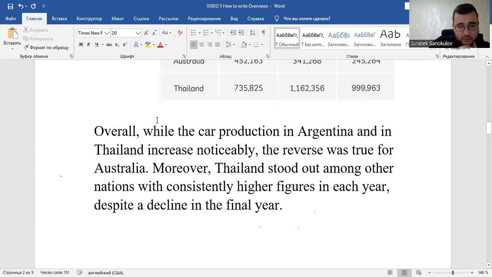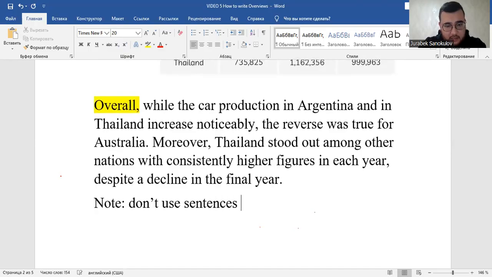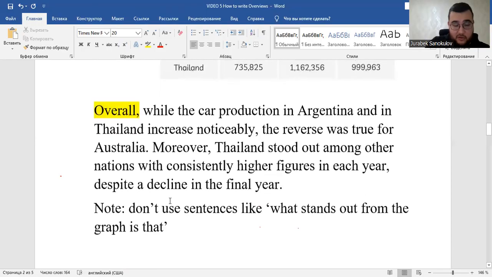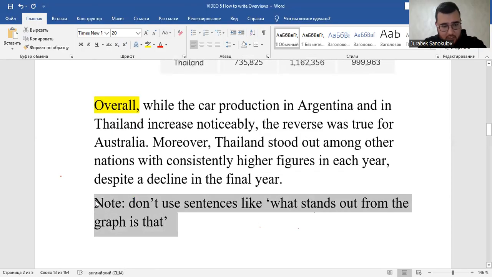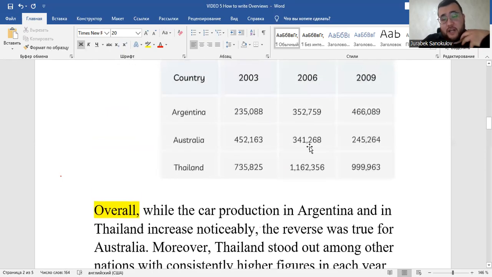So you start by saying overall. Here's a note: don't use sentences like what stands out from the graph is that. Don't use any sentences like this. Just write overview and start the overview right away. You don't have to include these fancy sentences. So that's it. You see what I did?